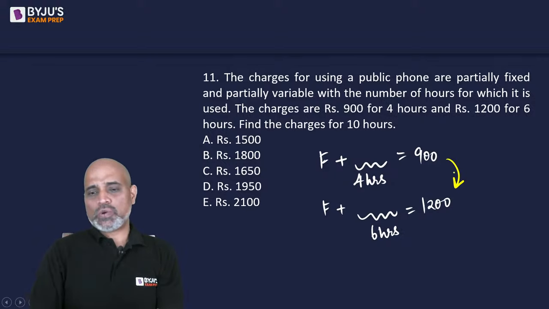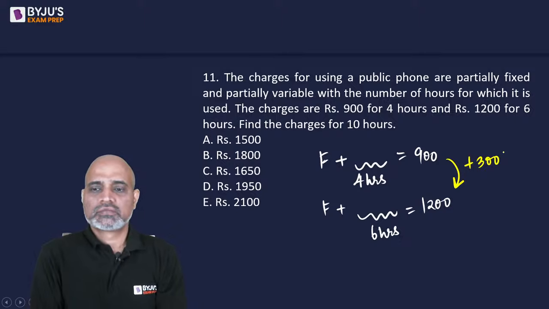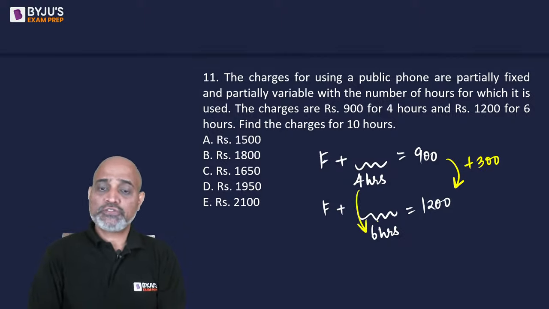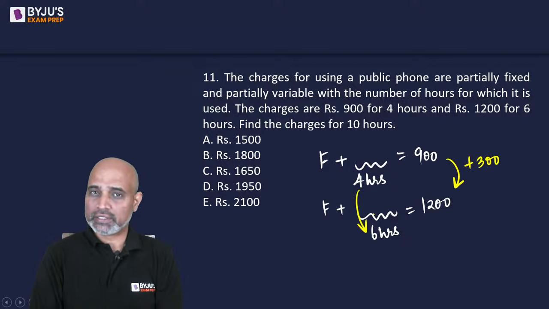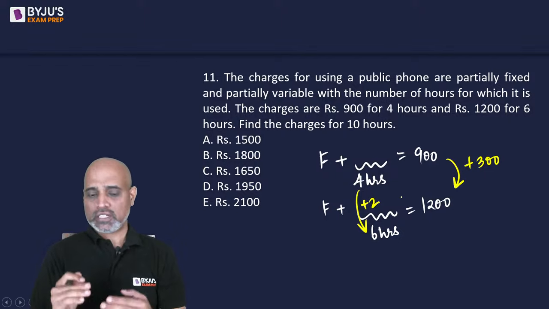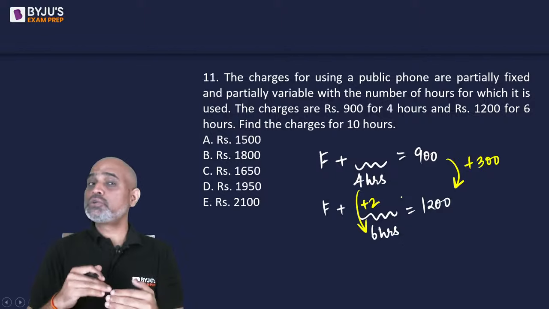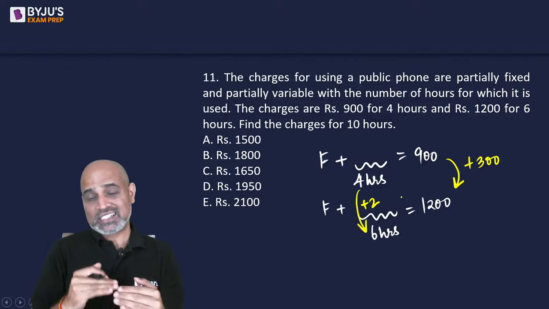Why did this increase happen? This increase of 300, why did this happen? Did the fixed charge go up? No, it did not. So what did go up? The number of hours for which the public phone was used, right? So by how many hours did it increase? 2 hours. Think about this. Can I say because of these 2 extra hours, I will have to pay these 300 extra rupees?